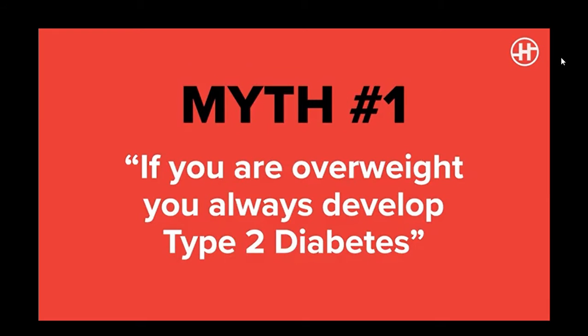Today we are going to debunk some myths about diabetes. If you're overweight, you always develop type 2 diabetes. Being overweight or obese is always a risk factor for diabetes, but other risk factors like how much physical activity you get, diet, exercise, and family history play a role.